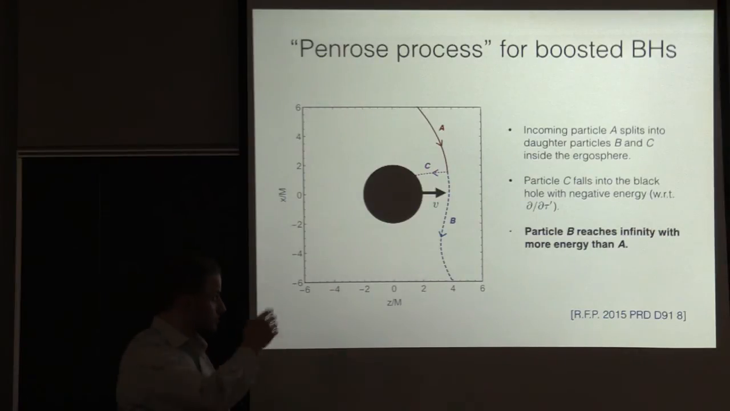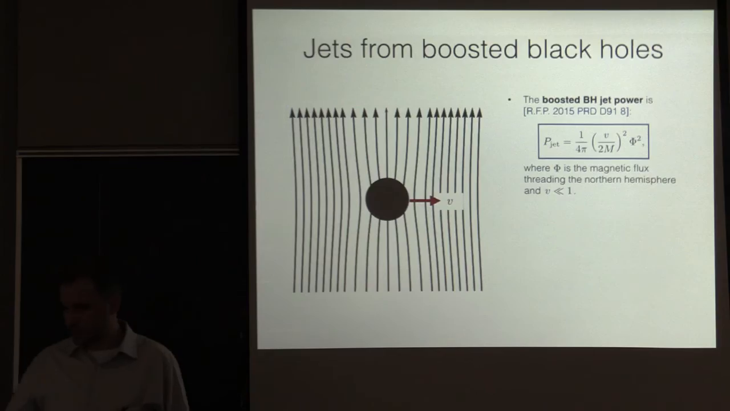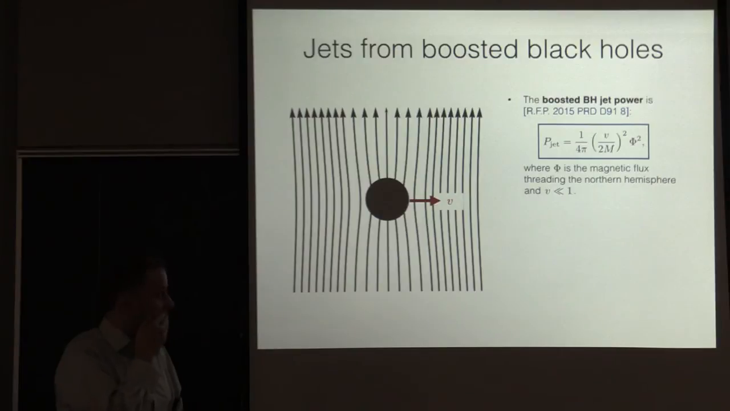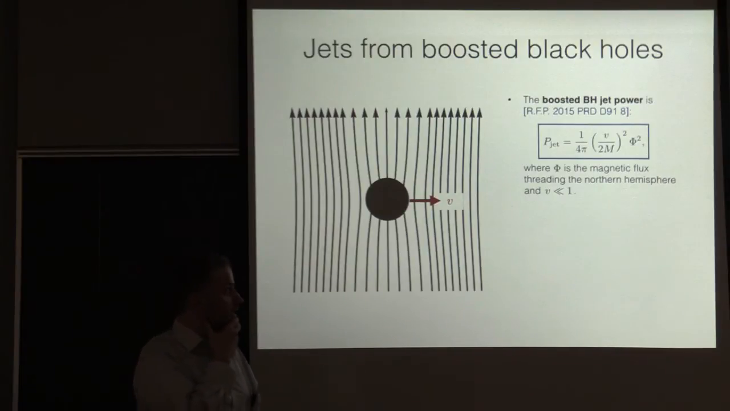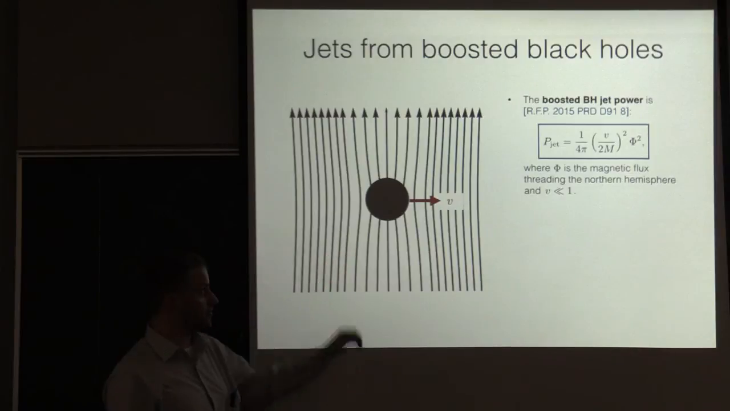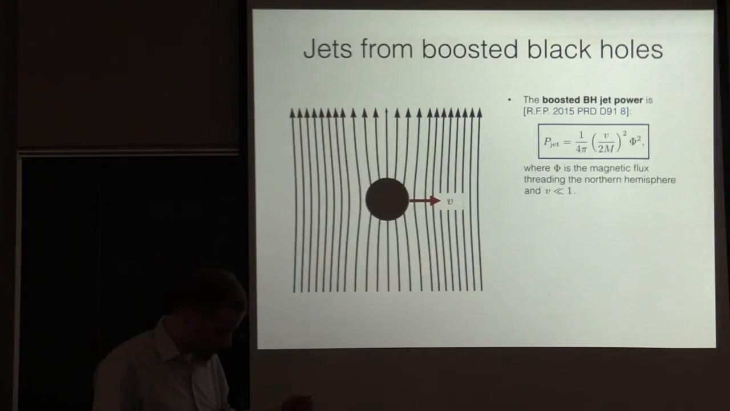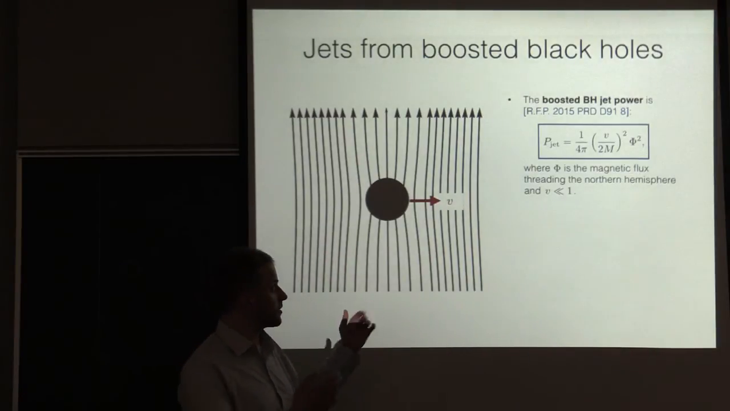Okay, you've understood this. Now you can go and do the full black hole jet. You can pull up the Blandford-Znajek paper and go through their calculations, and you can repeat all their calculations in this case with the black hole moving through the magnetic field. I won't go through the calculation. You can look in the paper.